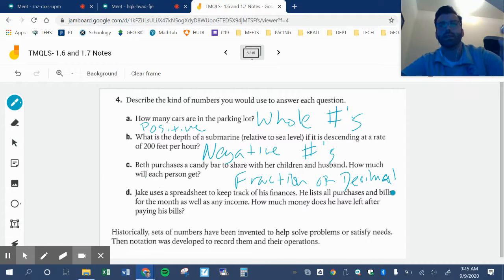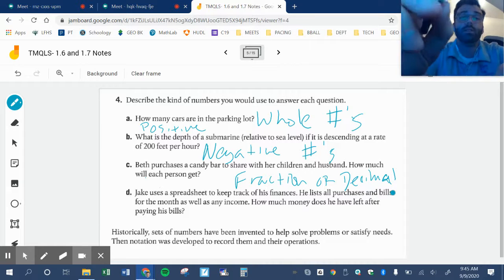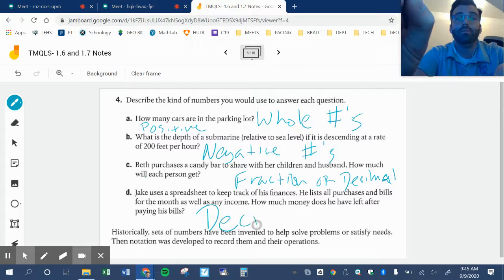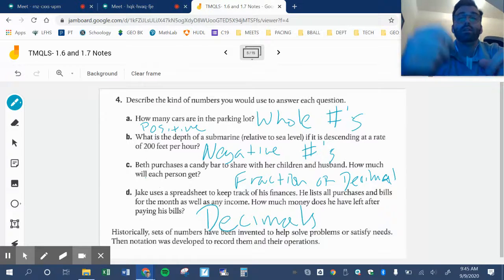Jake uses a spreadsheet to keep track of his finances. He lists all purchases and bills for the month, okay, as well as income. How much money does he have left after paying his bills? All right, so this could also be positive or negative. He could have no money left over after paying his bills. He could have less money left over if he didn't do a great job budgeting, or if it's just not feasible. All right, so he could have less money, he could have zero money, he could have a positive amount of money. All right, the best way to describe this, if I'm talking about money, I can think of decimals.